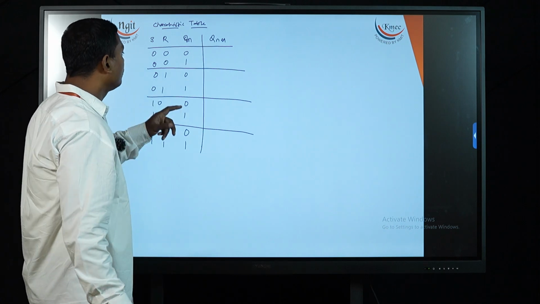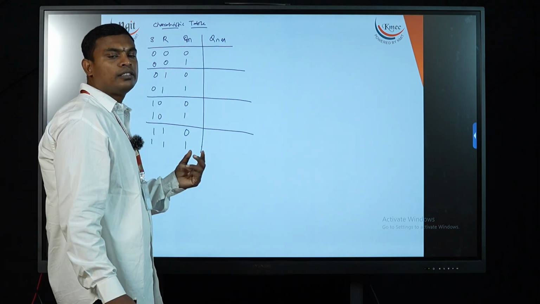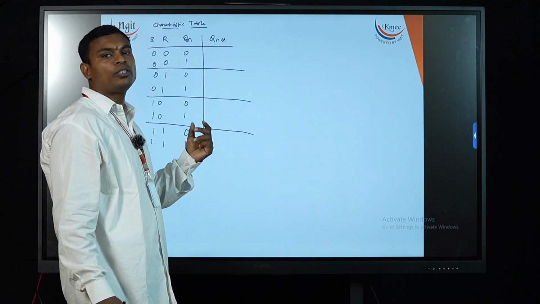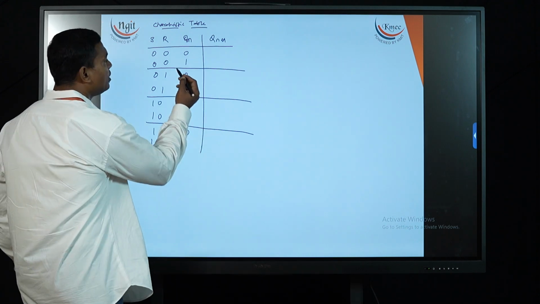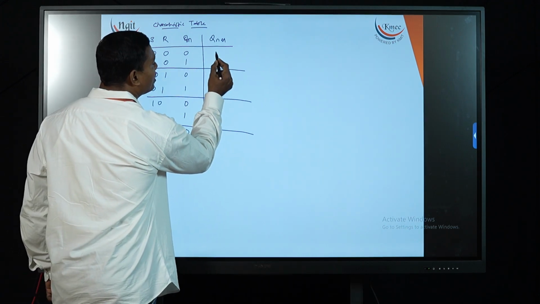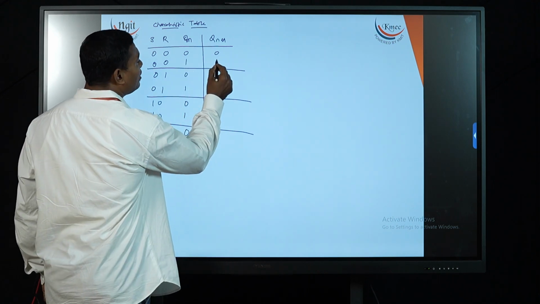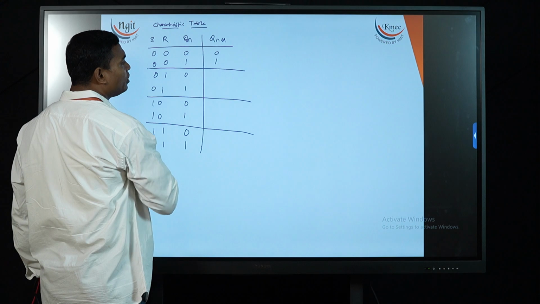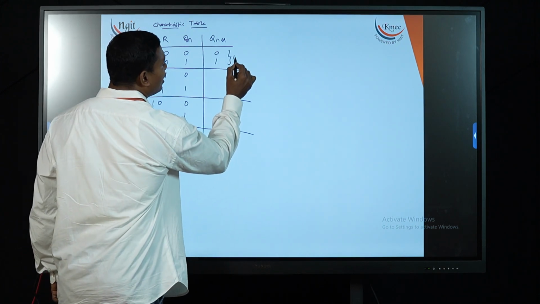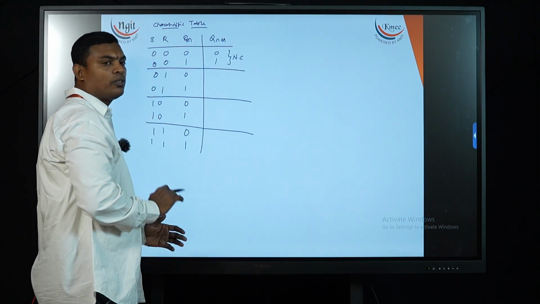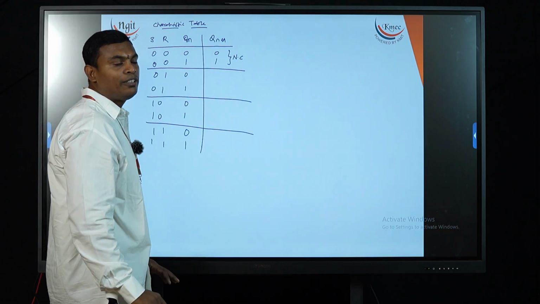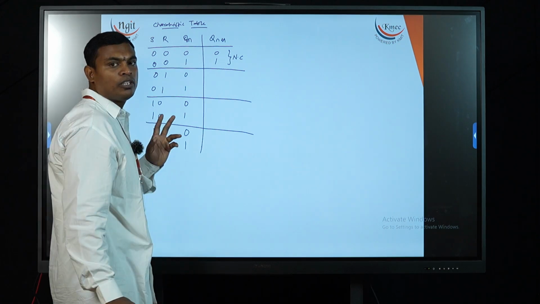Now, for SR 0 0, my output function was no change. Means whatever my present state will be, the same will be the next state for my SR flip-flop. For 1, it is going to be 1, same as it is, means no change. This combination tells me no change, that is I am not going to change any state value for my 0 0 input combination.